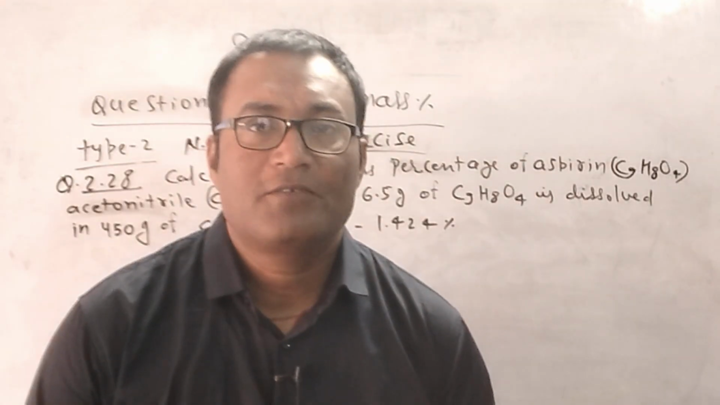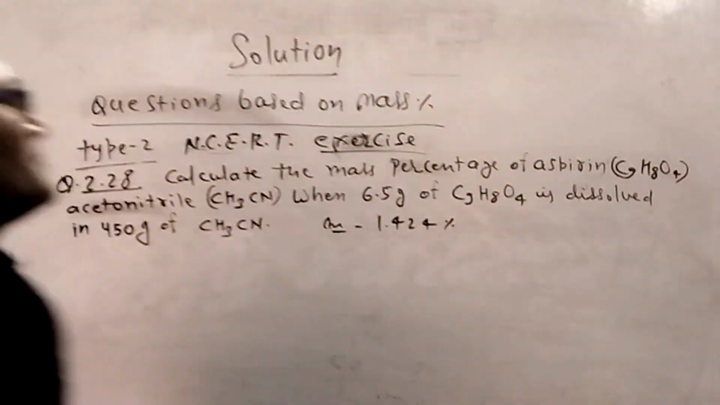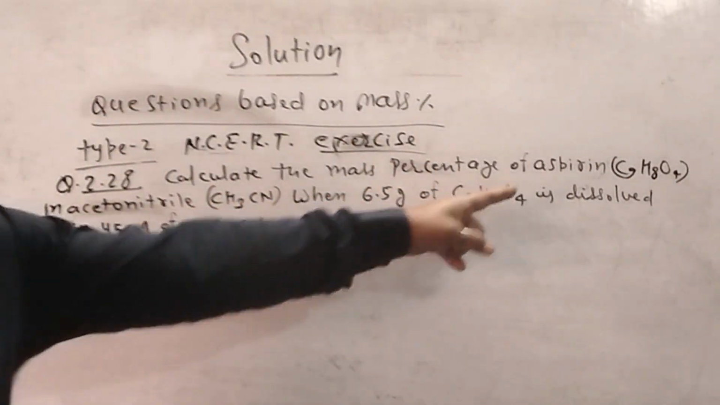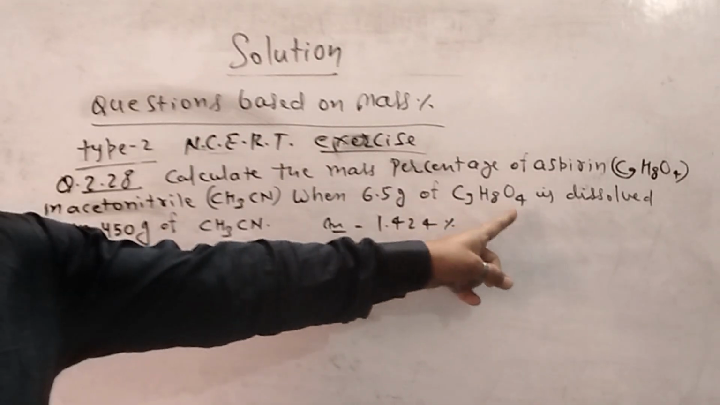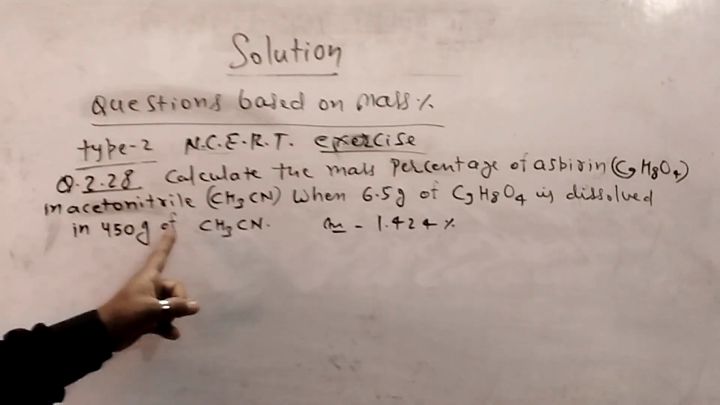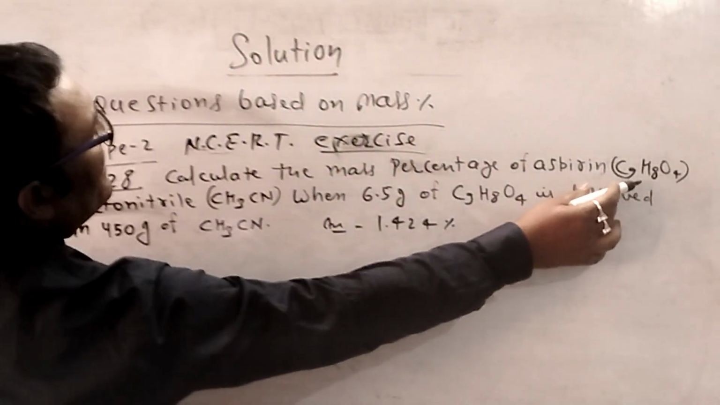Now this is question number 28, unit 2 from the solutions chapter of class 12. So I am going to solve this question. Calculate the mass percentage of aspirin in acetonitrile when 6.5 gram of C9H8O4 is dissolved in 450 gram of CH3CN. According to this question, calculate the mass percentage of aspirin C9H8O4.